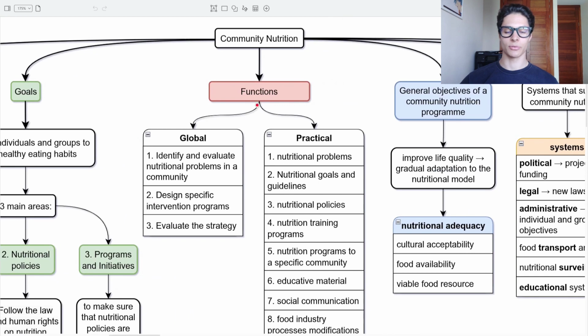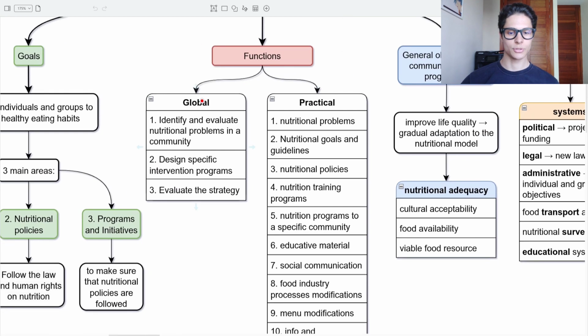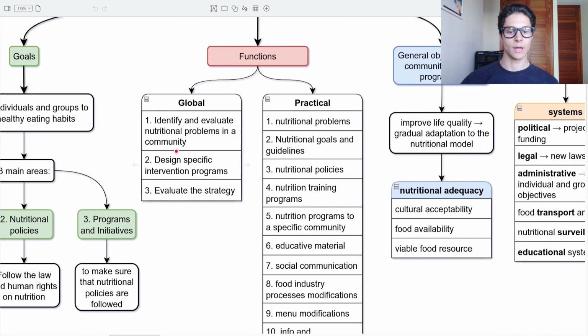So what are the functions? We can differentiate here between global and practical. On global, we have to identify and evaluate nutritional problems in a community, maybe in a specific group. Then we have to design specific intervention programs and evaluate our strategy.